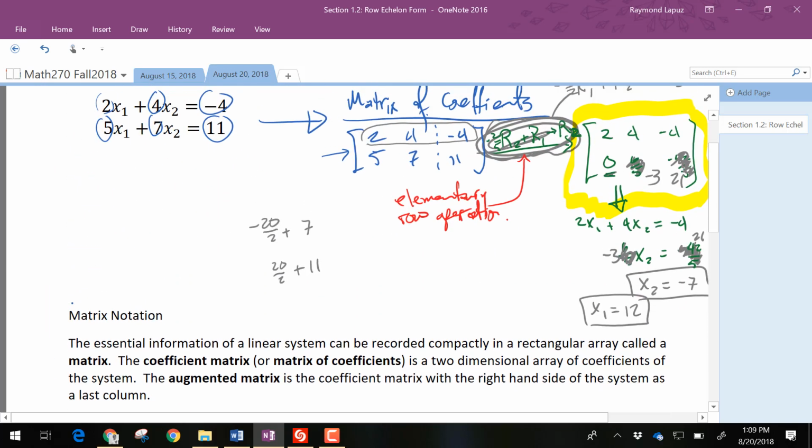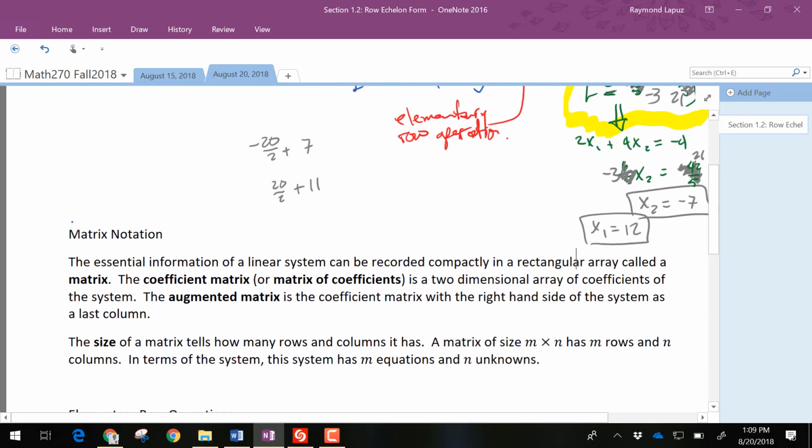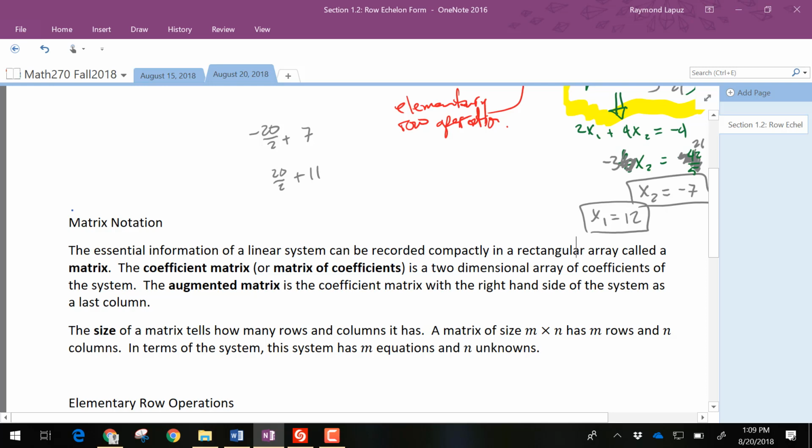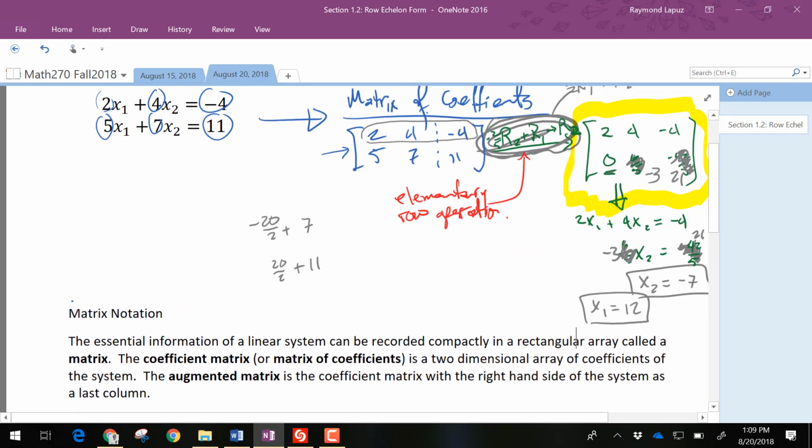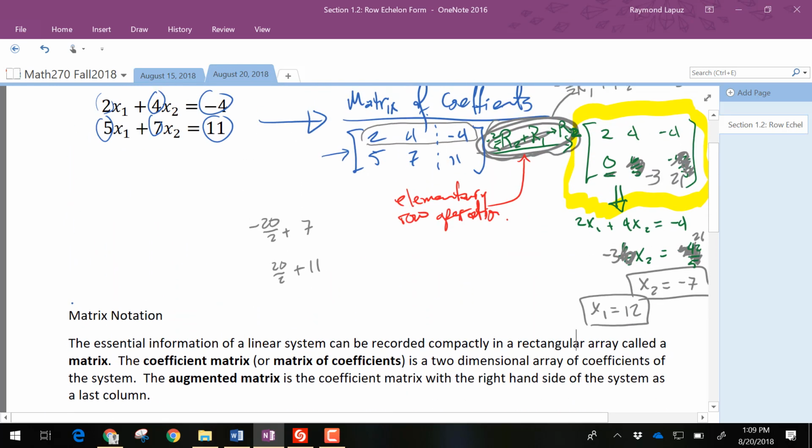All right. So that's some information about elementary row operations. And now what we want to do is get to where we are, which is to have that zero there as something useful for us. And that's what row echelon is. Matt?